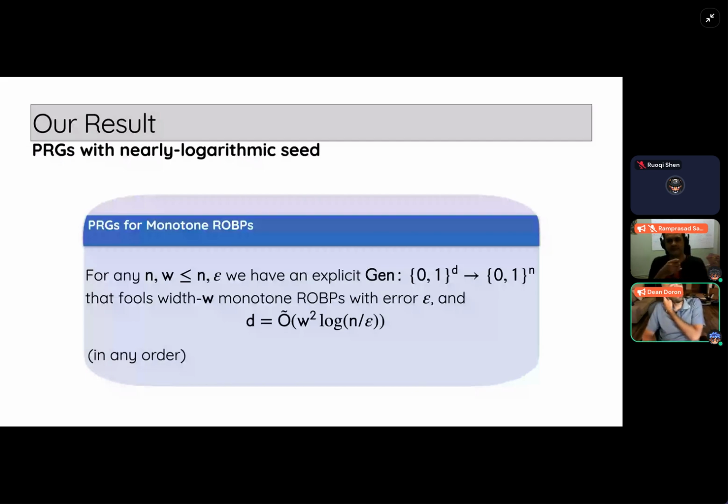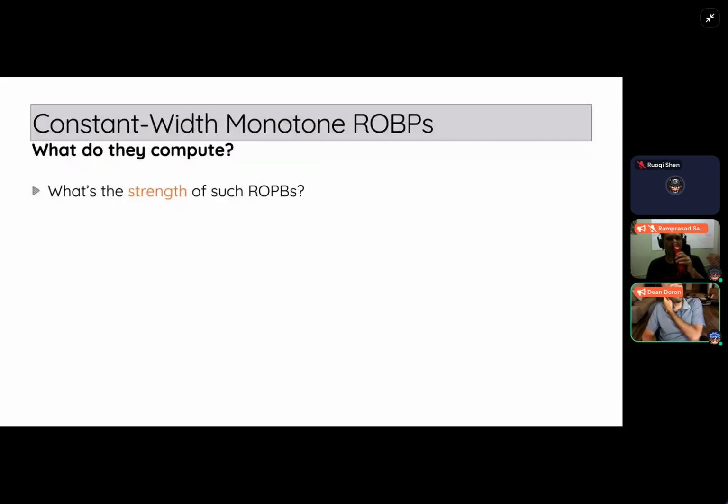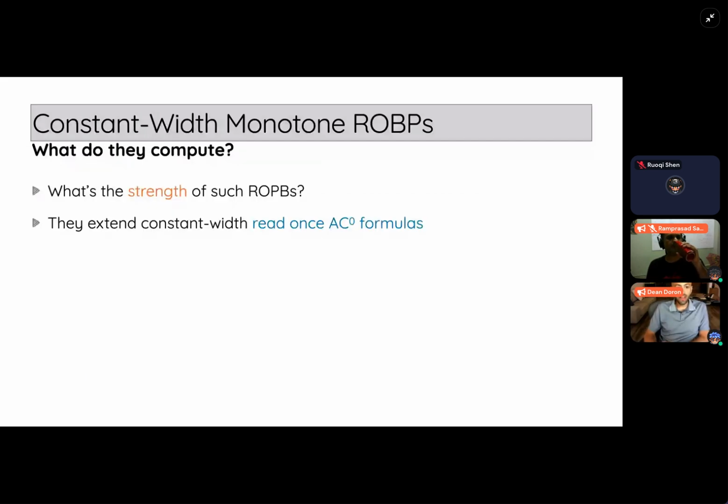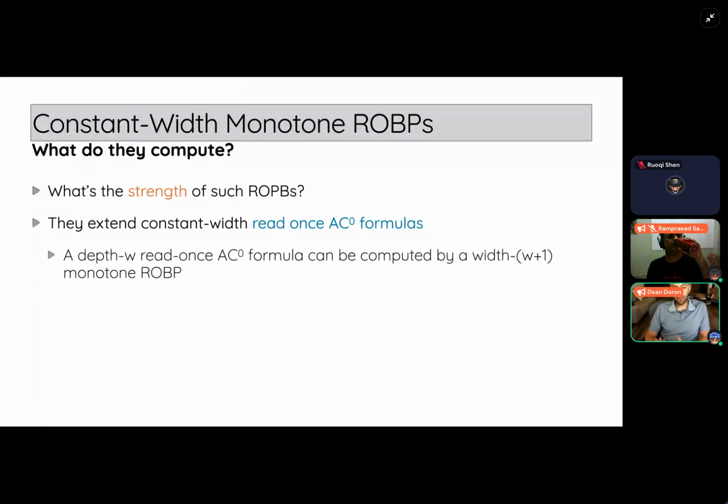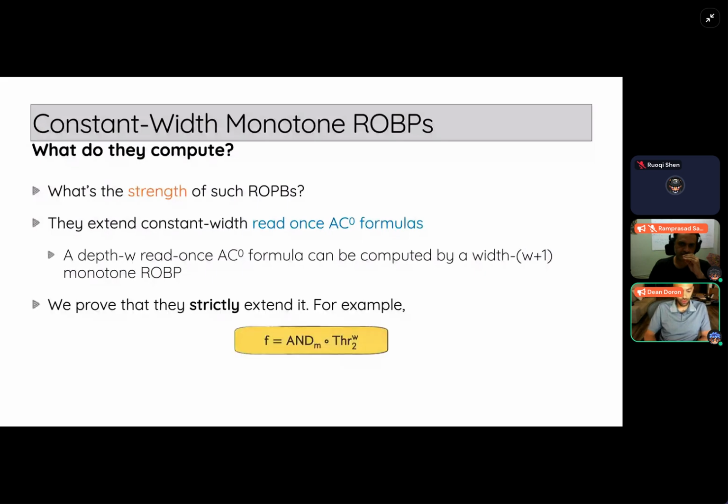Okay, good. So a natural question is, what's the strength of such monotone ROBPs? They extend constant width read-once AC0 formulas. Namely, a depth W read-once AC0 formula can be computed by a width W+1 monotone ROBP. That's good because it's a natural class, and we actually already had PRGs for this class. But we also proved that they strictly extend it. There are natural functions computable by constant width monotone ROBPs that are not computable in read-once AC0.